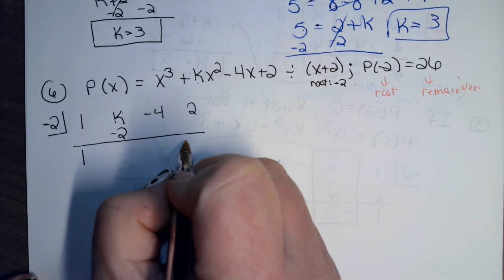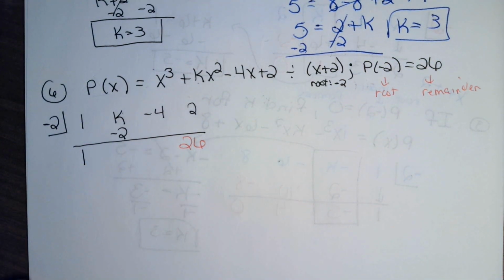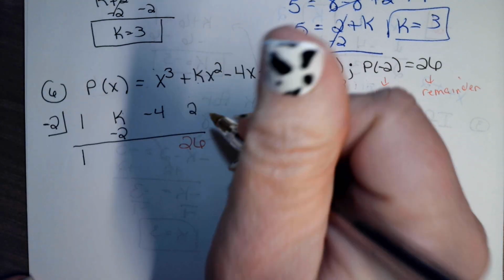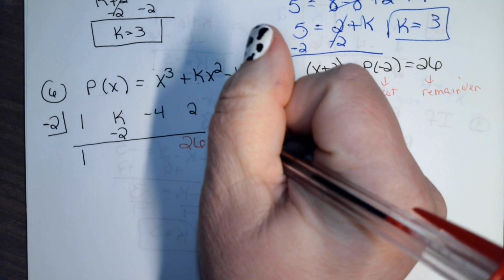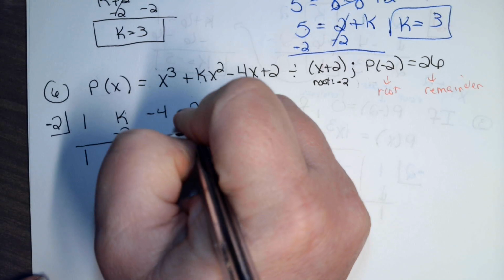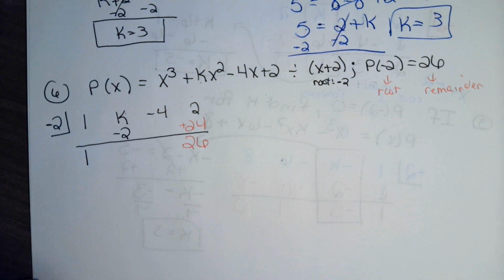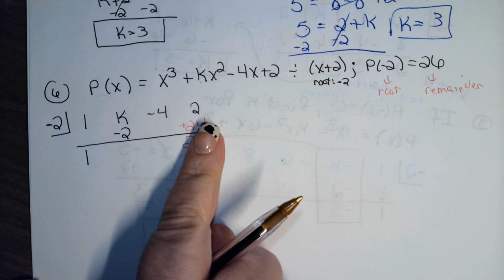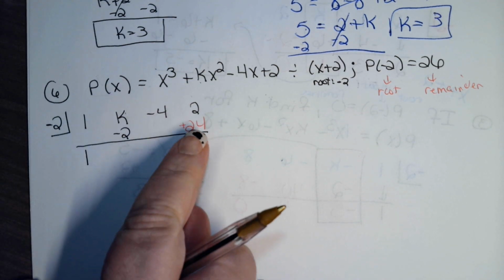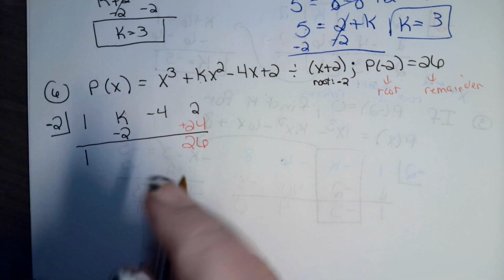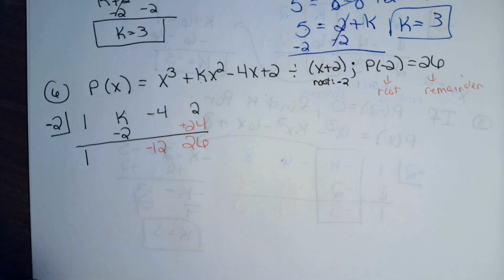Right here, where the remainder goes, I'm going to put my 26. What can I combine with a positive 2 to get 26? That would be a positive 24. Working forwards, we multiply, but working backwards, we're going to divide. So 24 divided by negative 2 is negative 12.